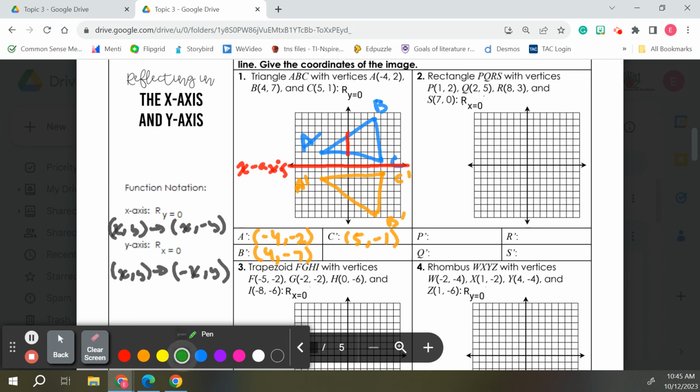Now we're going to do the same thing for this rectangle. You plotted everything, so let's just go straight into what we needed to do here. Now this is a reflection about x equals 0. So here's x equals 0. And that's telling me that all the x's get changed. So in this case, for P, I'm going to have -1, 2. For Q, I'm going to have -2, 5. For R, I'm going to have -8, 3. And for S, I'm going to have -7, 0.